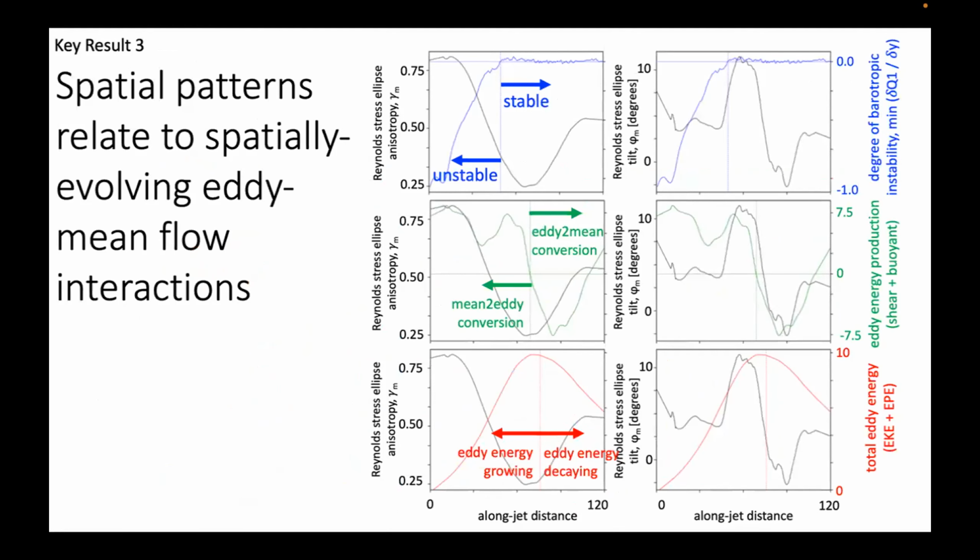Okay, key result 3 is that these spatial patterns relate to spatially evolved eddy-mean flow interactions. So here, and this is just a test case, this is the barotropic case study. In the black, you see the ellipse anisotropy as a function of along-jet distance. And on this side, you see the tilt as a function of distance along stream. And now I'm comparing it, and the colored lines are the along-stream evolution of various eddy-mean flow interaction metrics.